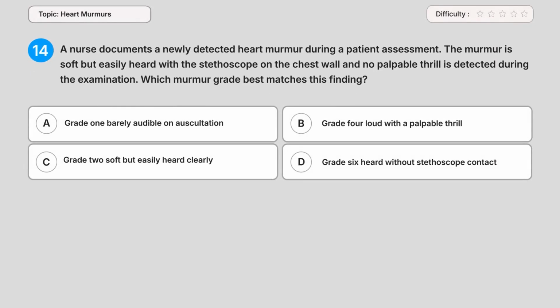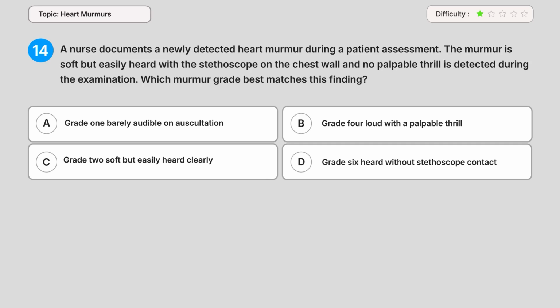14. A nurse documents a newly detected heart murmur during a patient assessment. The murmur is soft but easily heard with the stethoscope on the chest wall, and no palpable thrill is detected during the examination. Which murmur grade best matches this finding?